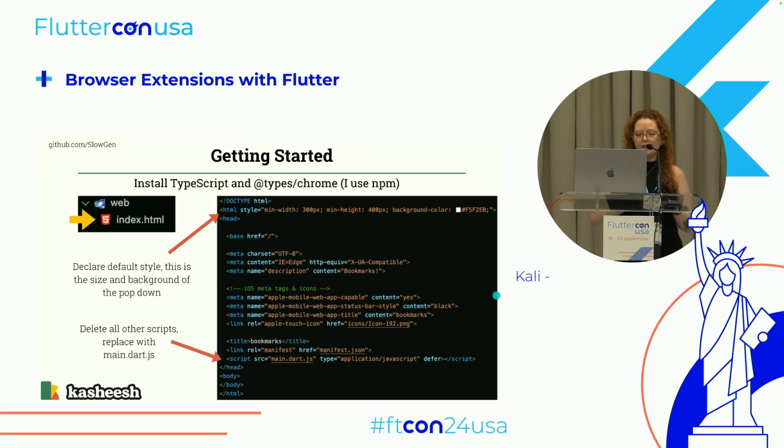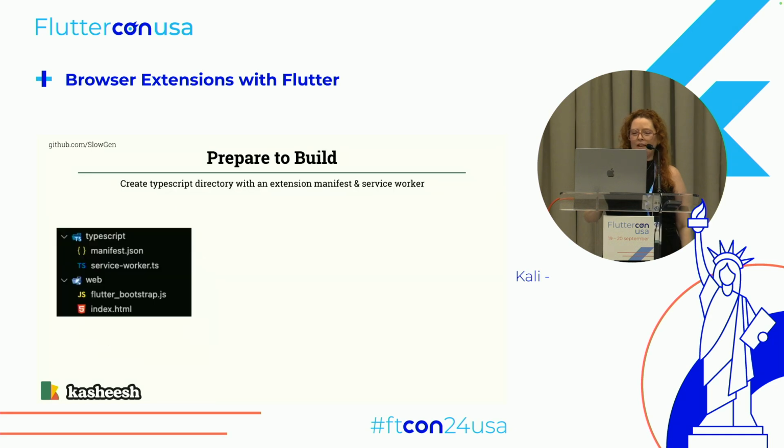And then next, down here at the bottom, you need to get rid of all the Flutter bootstrapping scripts. Everything needs to go and needs to be replaced with main.dart.js. We're going to talk about a little more of that in a little bit, so we'll get there. Okay, so next we need to create our TypeScript directory. This is where all of our TypeScript files are going to go. When we later transpile them, they are going to get copied into our web directory.